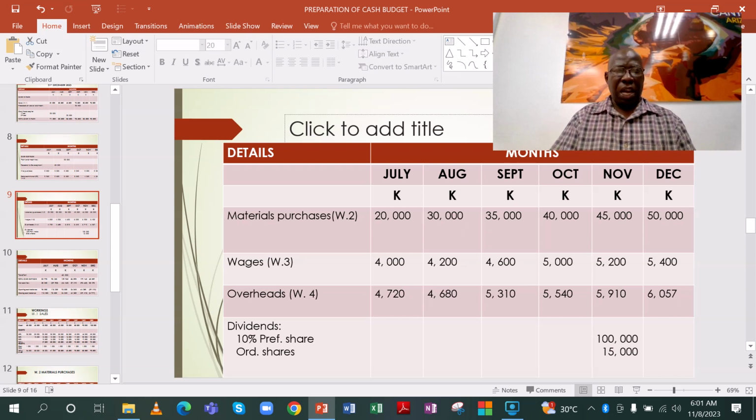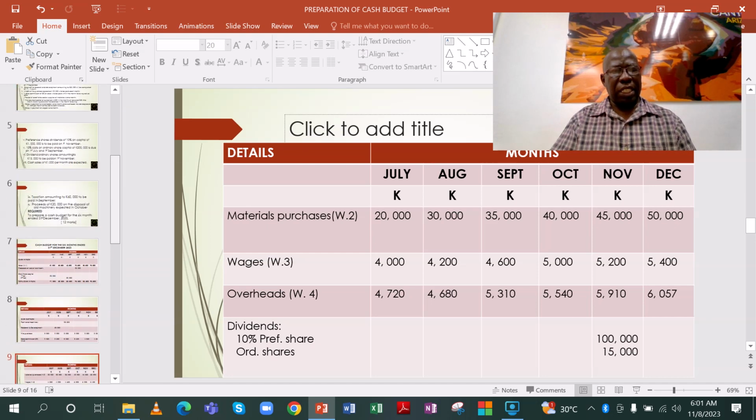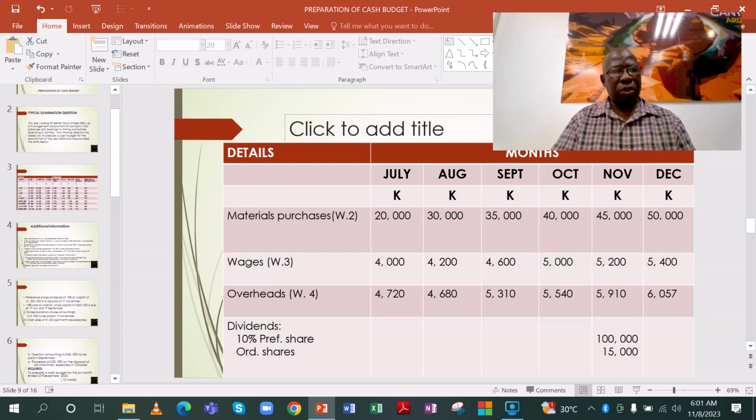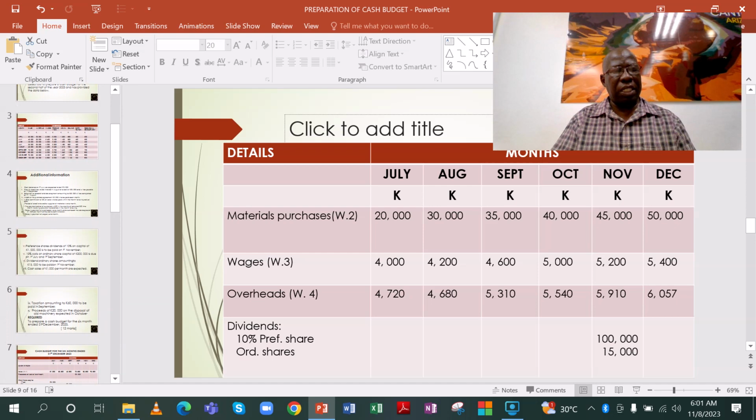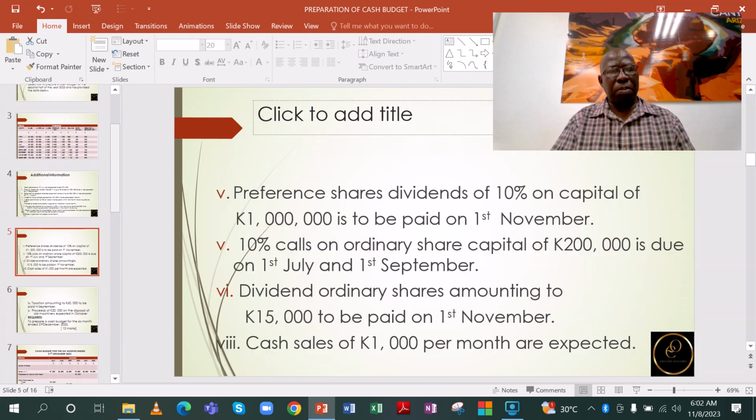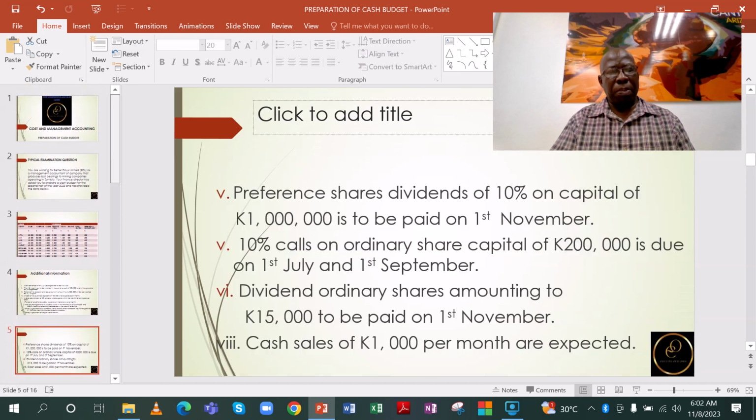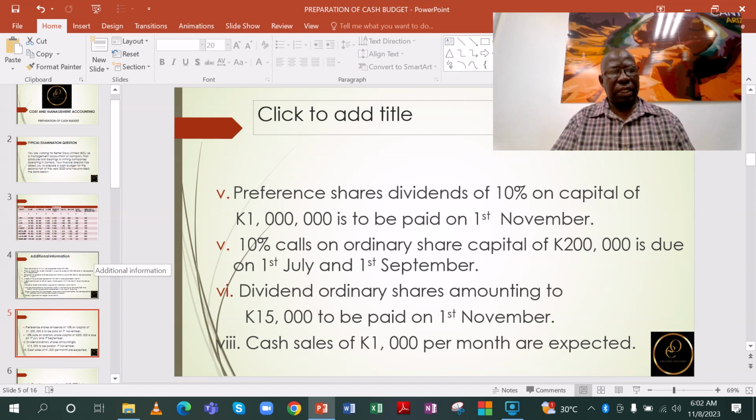Then what we have now is the next item, which is in the form of dividends, as given here, when we pay dividends.